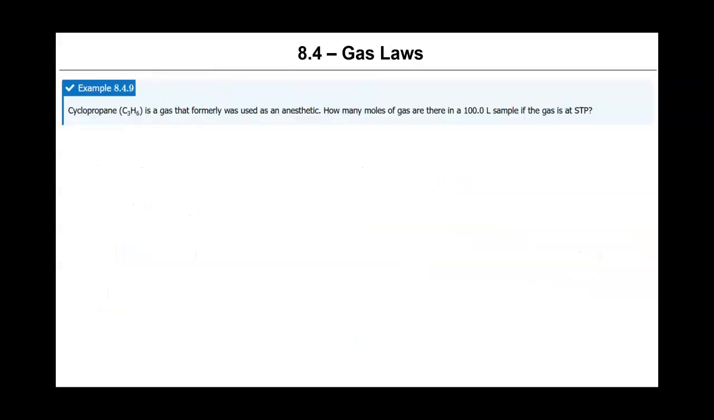Here's another one. It says cyclopropane is a gas that formerly was used as an anesthetic. How many moles of gas are there in a 100-liter sample if the gas is at STP? So standard temperature means a temperature of 273.15, and standard pressure means a pressure of 1 atmosphere exactly. The volume here is 100 liters, and our job is to figure out how many moles we have.